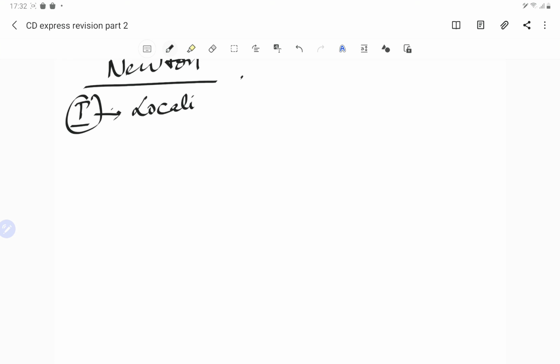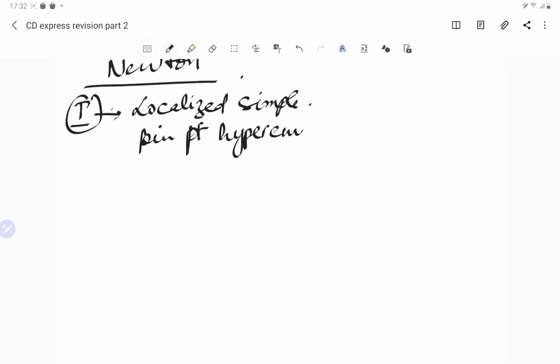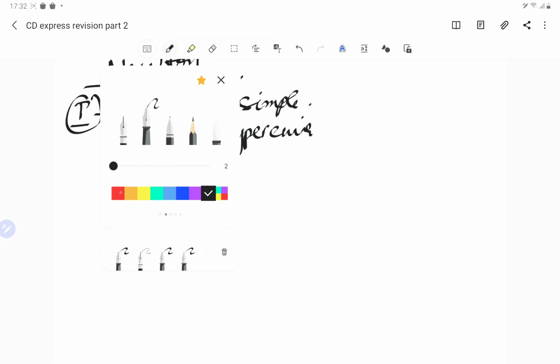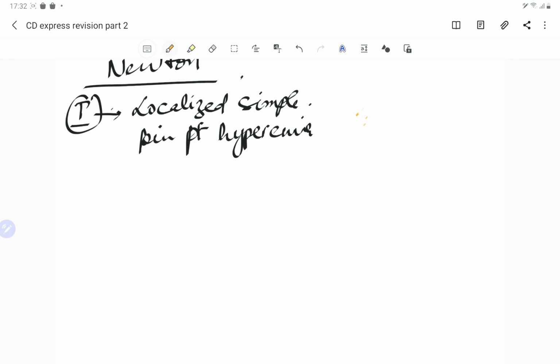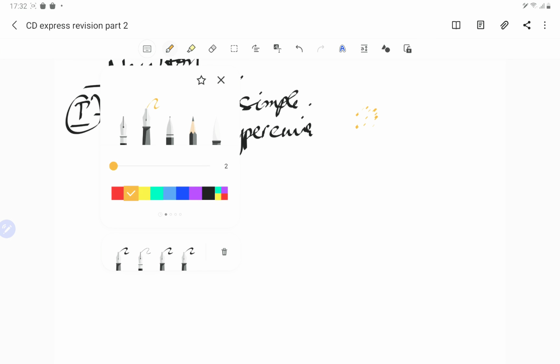In type 1, there is a localized simple infection, and in that there is only pinpoint hyperemia. You will see that there is only pinpoint hyperemia, and that too only in the localized, specific area.